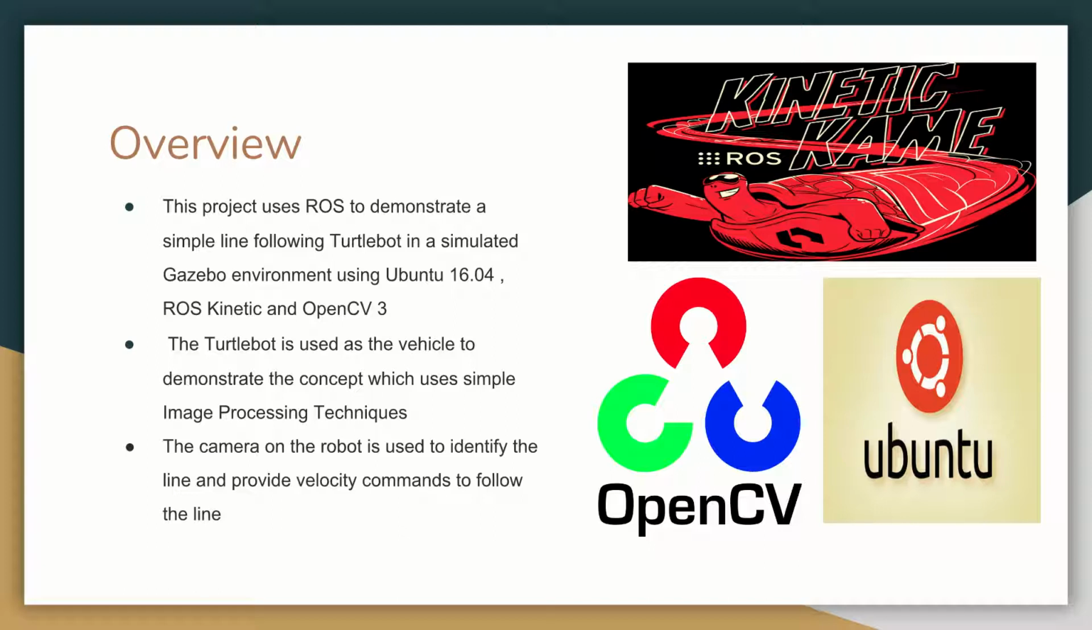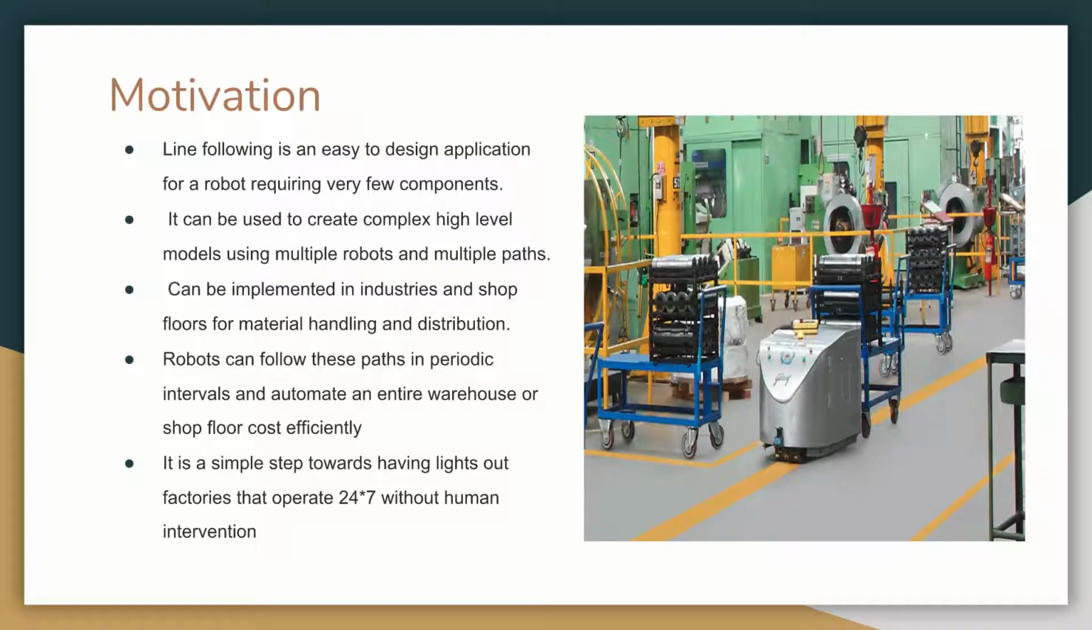The Turtlebot is used as the vehicle to demonstrate the concept, which uses simple image processing techniques. The camera on the robot is used to identify a yellow-colored line and provide velocity commands to follow this line along the environment.